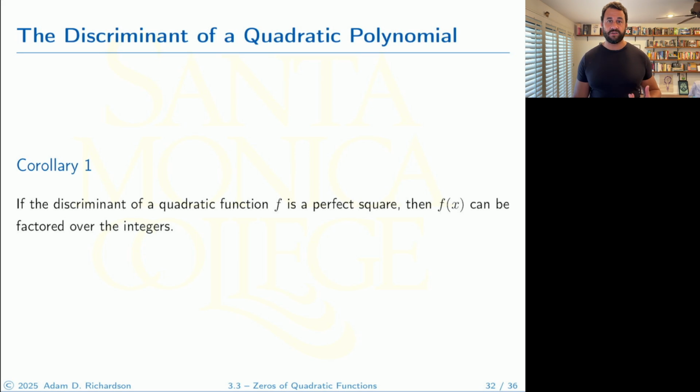If you calculate the discriminant and you find that it's a perfect square, like 1, 4, 9, 16, 25, then that means you could just factor the formula for the function over the integers. You could just factor it. So that can save you some work. Maybe you don't need to use the quadratic formula. You can just factor it with guess and check or something like that.